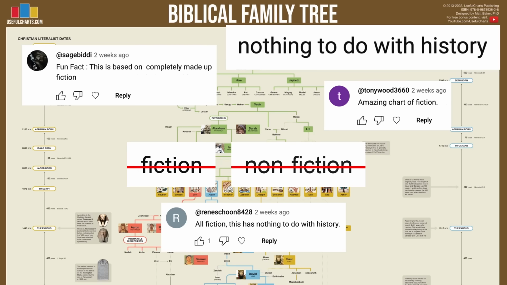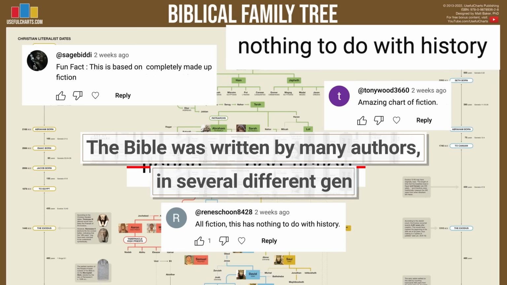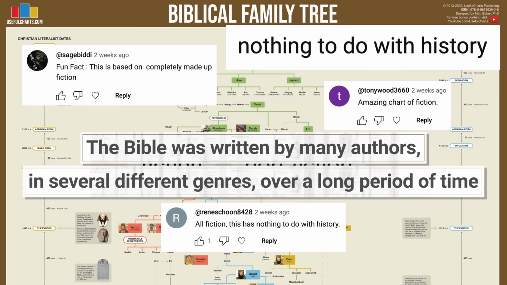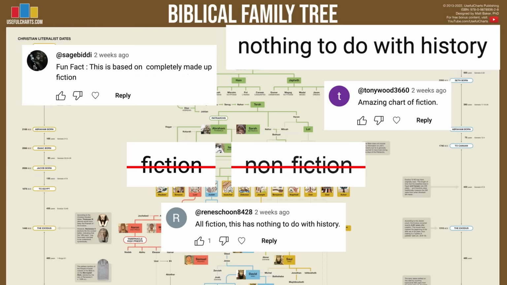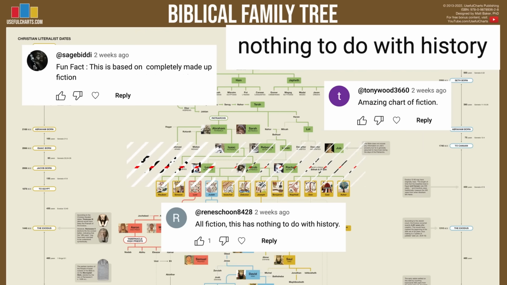Those categories simply didn't exist back then. When ancient people wrote, they often mixed stories designed to make a point, with certain details based in reality. And on top of this, it's important to remember that the Bible was written by many authors in several different genres over a long period of time. So it's ridiculous to try and use one word, such as fiction, to describe the whole thing.